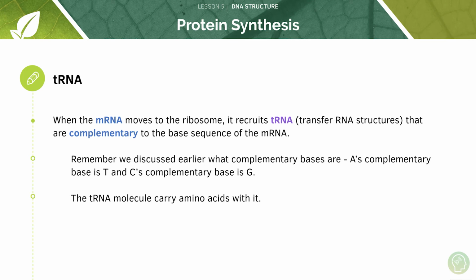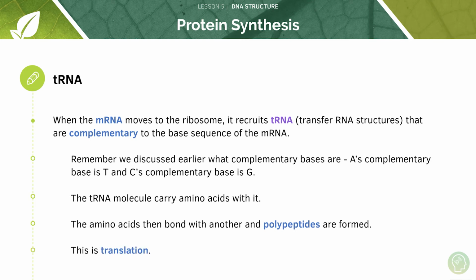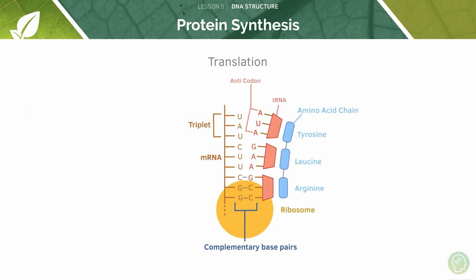So on one end it has the complementary bases, and on the other end it has our amino acids. The amino acids then bond with one another and polypeptides are formed. So this part of the process is known as translation, whereas transcription was the mRNA DNA part of the process. So you can see here we have our mRNA, this is our ribosome, the tRNAs come along. On one side it's binding in a complementary pattern to the mRNA, and on the other side it's recruiting amino acids which are going to join up to one another and form a polypeptide chain.